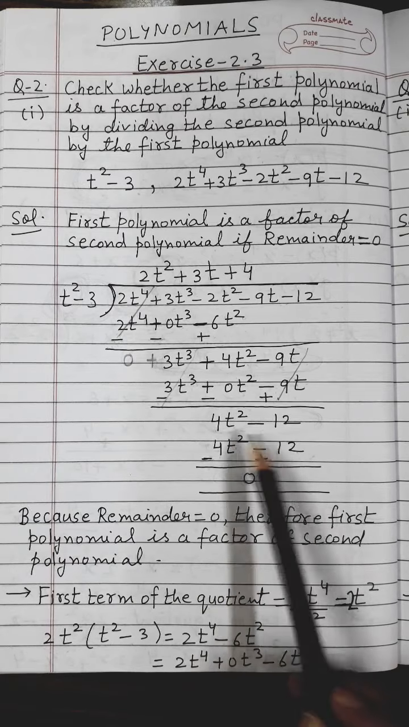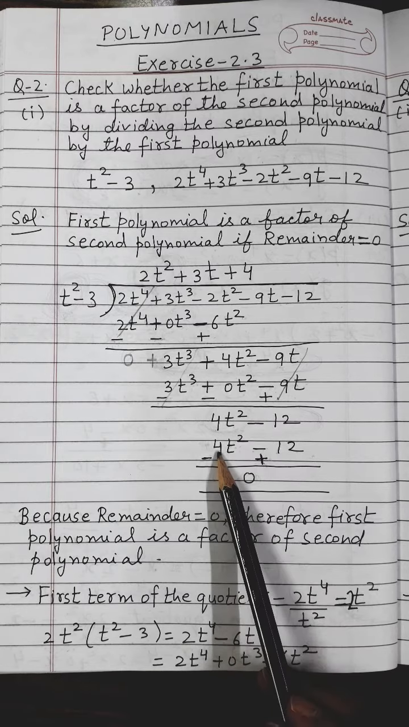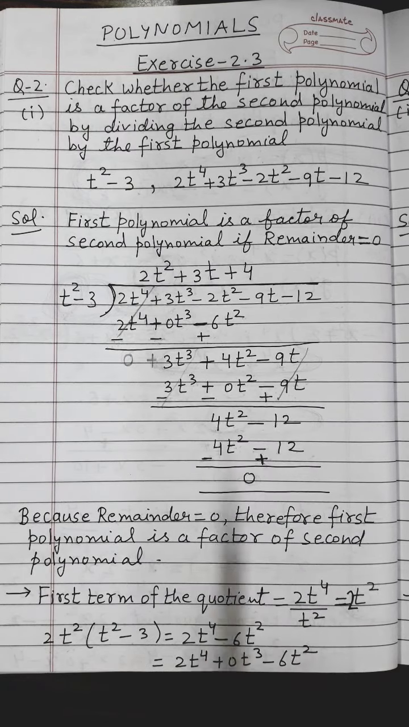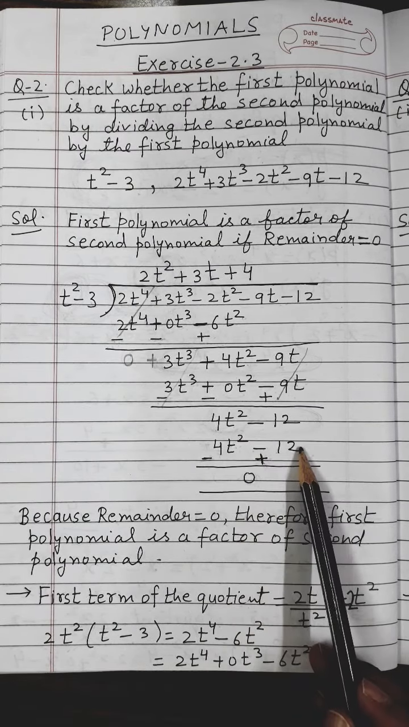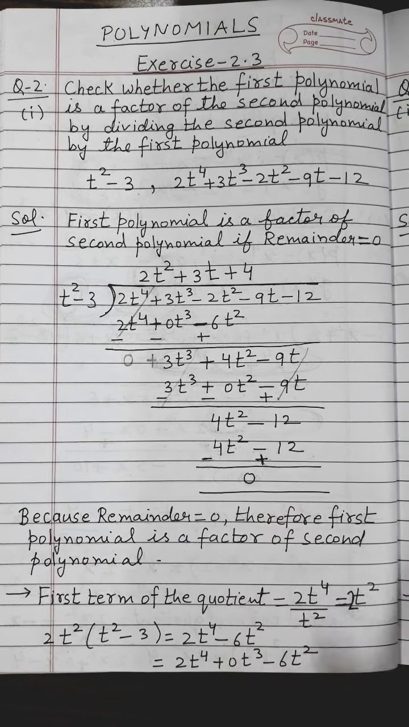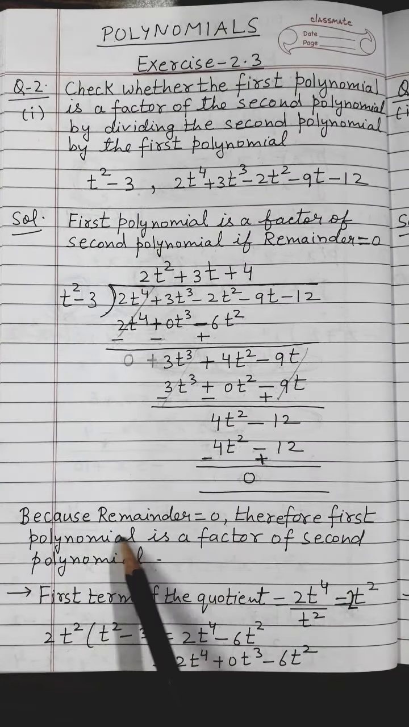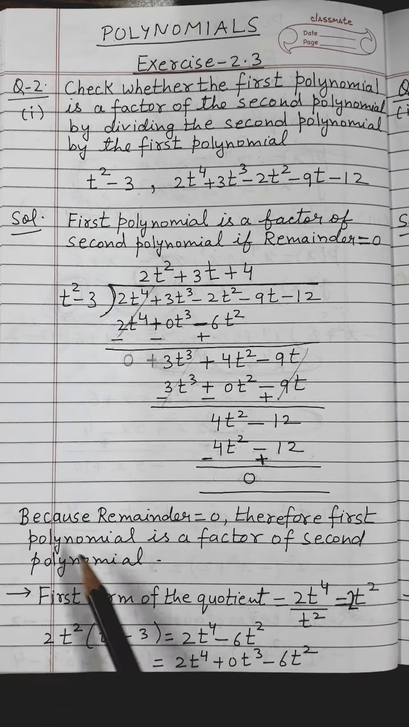So 4t square minus 4t square gives you 0, which I can show by cancelling them out. Minus 12 plus 12 gives you 0. So overall, the final remainder comes out to be 0. Because the remainder is 0, therefore the first polynomial is a factor of the second polynomial. So this is how your question is done.